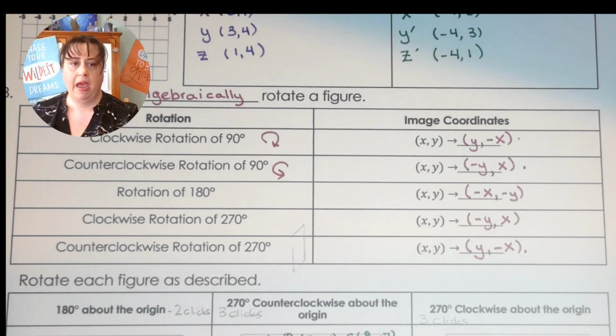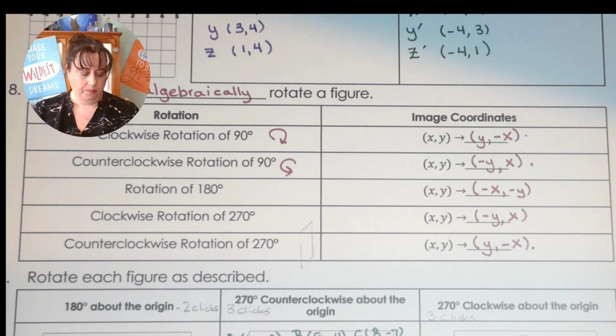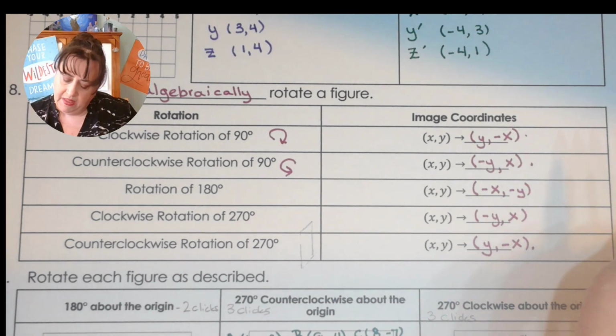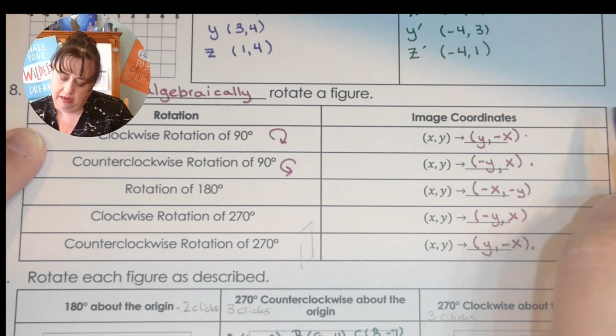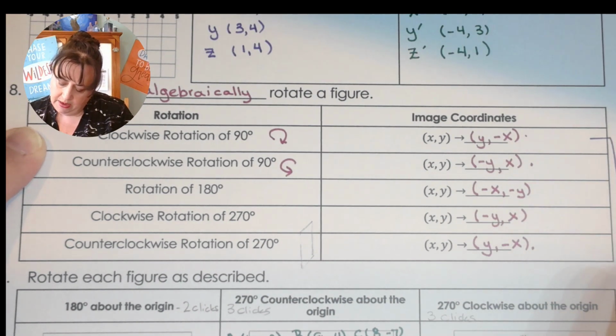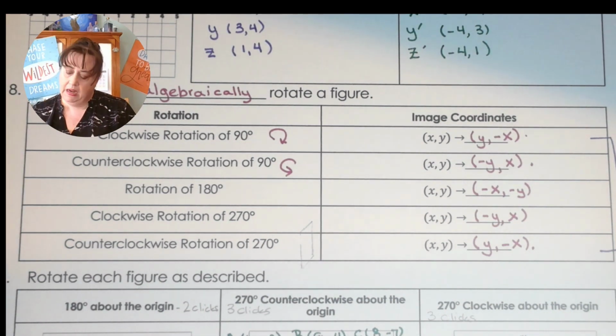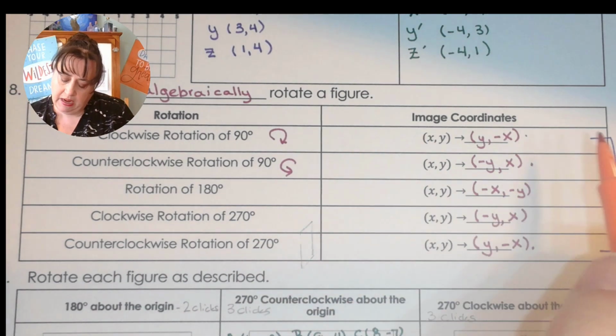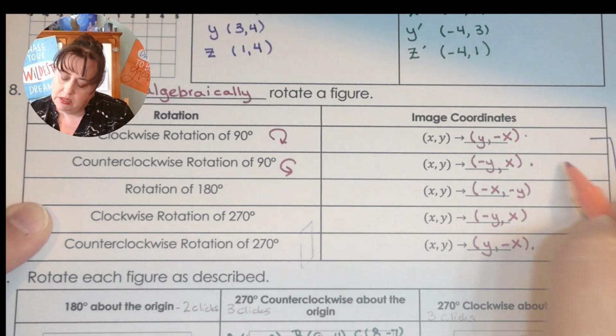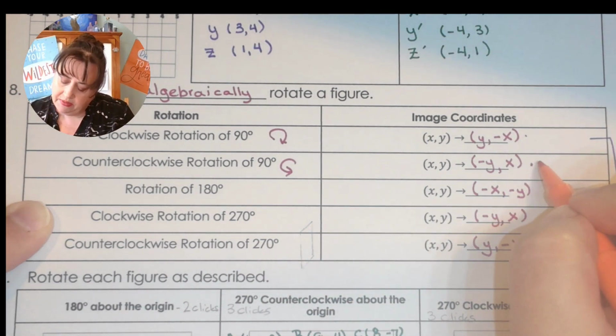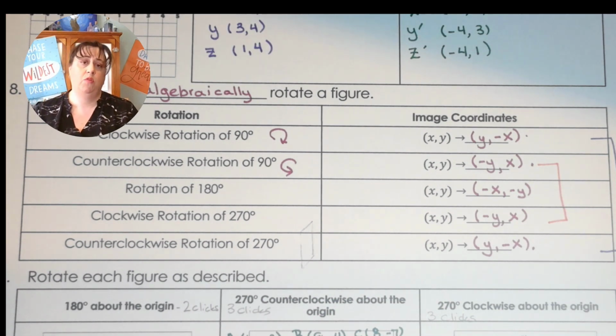So I want you to come back up to the algebra, and I would like you to draw a line that goes from the clockwise 90 to the counterclockwise 270. They're the same. And I'd like you to draw a line that goes from the counterclockwise 90 to the clockwise 270. Those are the same movements.